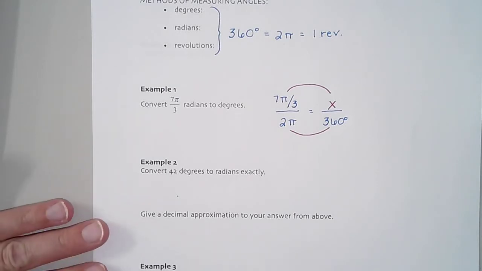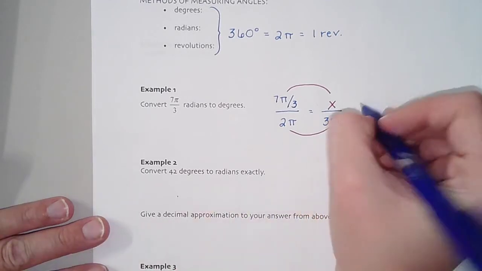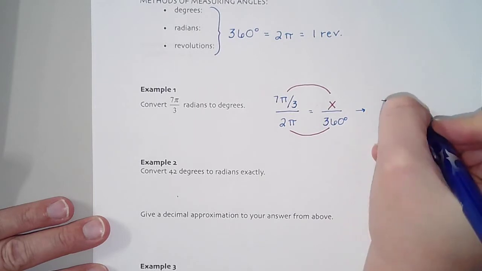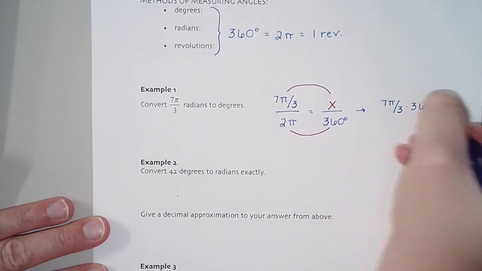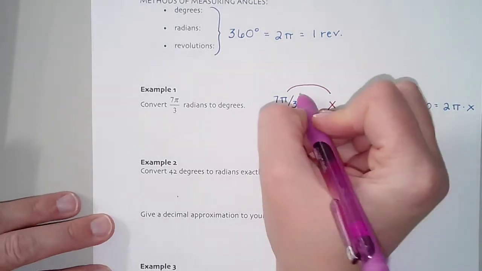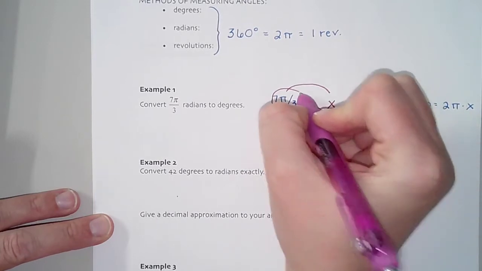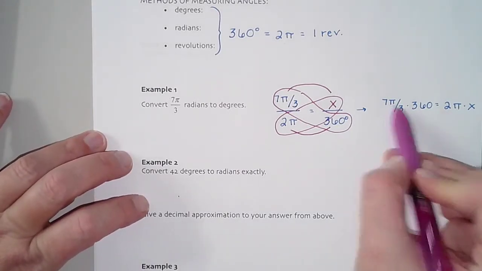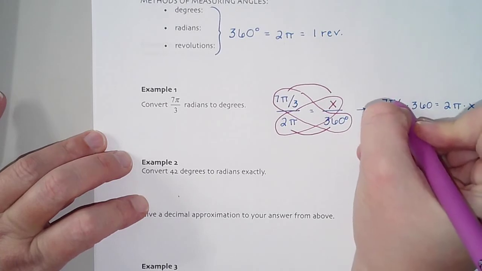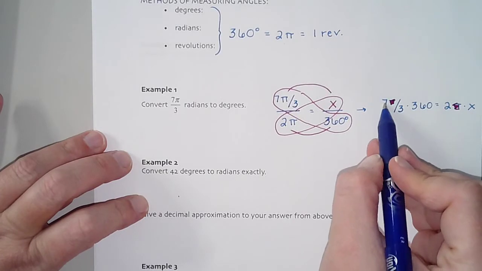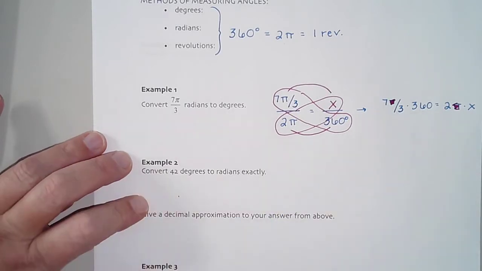So I'm going to cross multiply this, just like a proportion. This is going to turn out to look like this: 7 pi over 3 times 360 equals 2 pi times x. All I did there was multiply here, and multiply here. The first thing I would do is see that you have a pi on each side and cancel those pi's out. Really what I'm doing is dividing each side by pi. And so now I have 7 over 3 times 360 equals 2x.